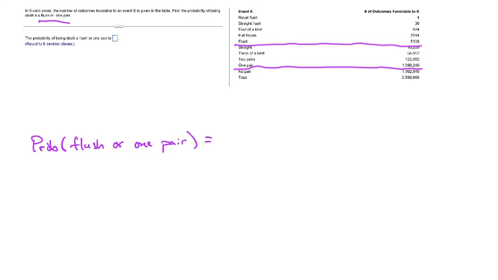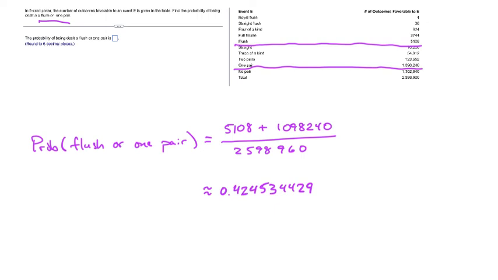we will actually have our 5,108 plus our 1,098,240, and that will be all over our total number of possibilities of 2,598,960. And so what this gives us is approximately 0.424534429.